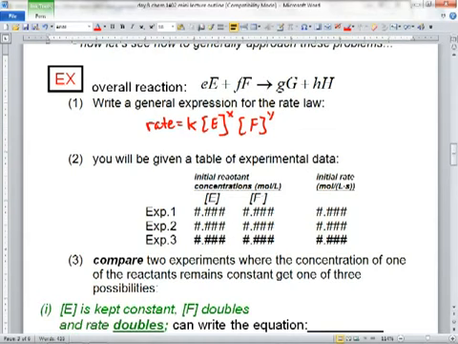You do the number 3. You pick 2 experiments where the concentrations aren't changing for one of the reactants. It's constant. So, I don't know, just pretend that you know what these numbers are. And if we looked at experiment 1 and experiment 2, these 2 numbers were the same. Just pretend. Okay? So we're just going to compare experiments 1 and 2. So E is kept constant. What does that mean? That means those 2 numbers are exactly the same for the E, for experiments 1 and 2. So what happened to F?